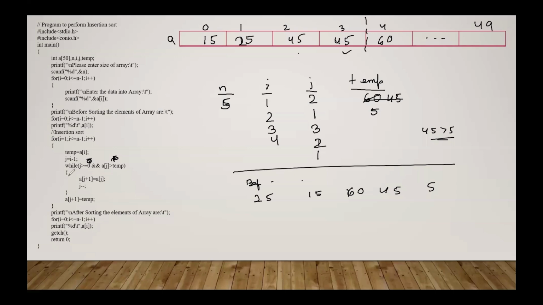Ending curly bracket, go to the starting curly bracket. j is 1, greater than or equal to 0. Yes, it is true. Then a[j] means a[1]. What is a[1]? 25. 25 is greater than 5. Yes, it is true. If it is true, then what happened? a[j+1] means j is 1. This value is shifted to this location. So what happened? We make this one 25.